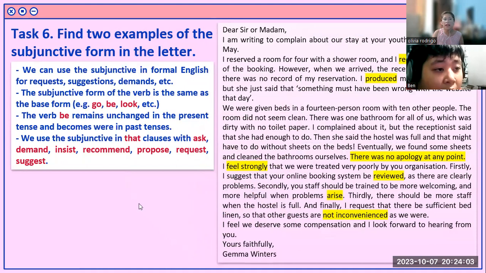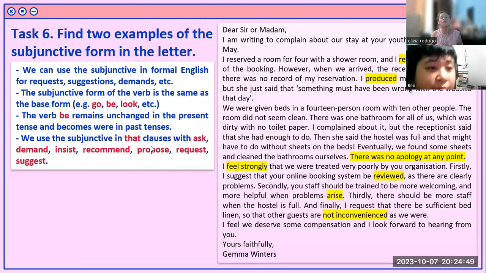This one, Ben. We can find two examples of the subjunctive form in the letter. Okay, listen. We can use the subjunctive in formal English for requests, for suggestions, and for demands. The subjunctive form of the verb is the same as the base form. You will say go, be, look. The verb be remains unchanged in the present tense and becomes were in the past tense.